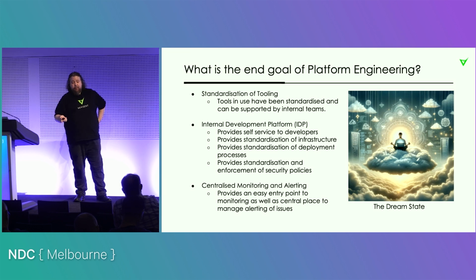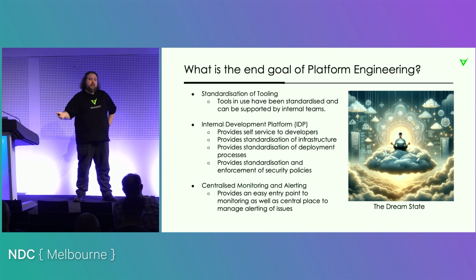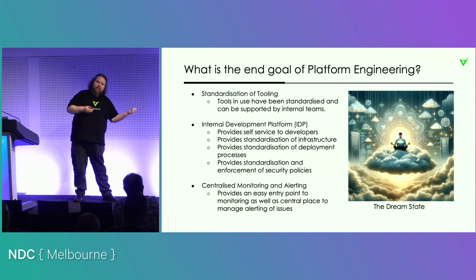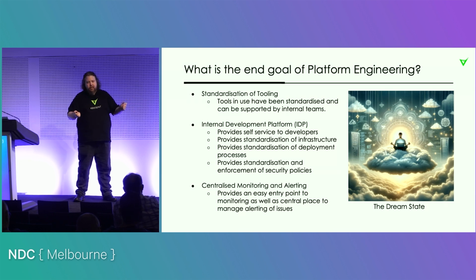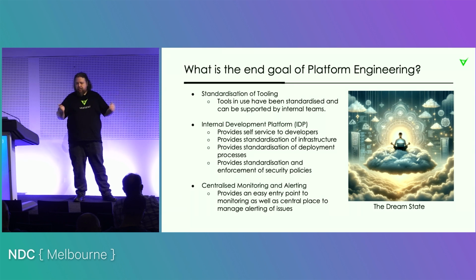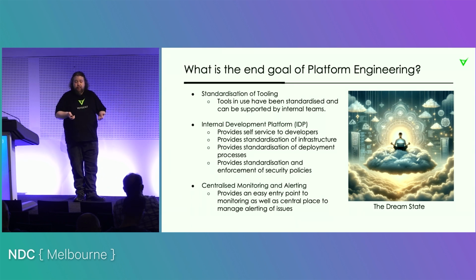And then, centralized monitoring and alerting. Provide an easy access point for monitoring, as well as a central place to manage the alerting. It could even be centralized outside of your environment. So if you have an environment where you need to know if it crashes because the whole environment's down, maybe having an external platform to monitor that might be good, unless that goes down too. But essentially, for me, this is the dream state of where we want to aim to be within platform engineering.